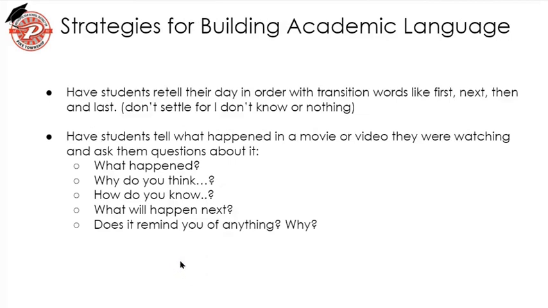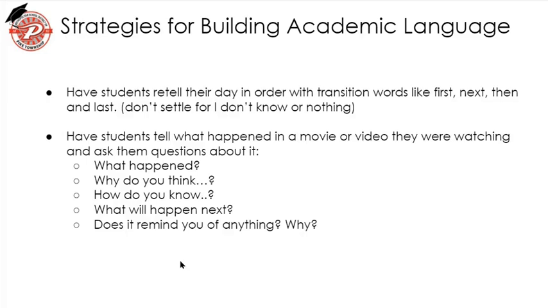Some strategies for building academic language in their first language are to have students retell their day. We want to make sure that they know how to use transition words like first, next, then, and last. It's a tricky conversation to have with students because even with my own 4-year-old, if I say, "What did you do at school today?" I get, "I don't know," or "Nothing." And then I have to prompt her for, "Surely you did something today. Can you please tell me something exciting about your day?" And that's how we get her to build those skills of memory and also the ability to talk about things in a certain order.